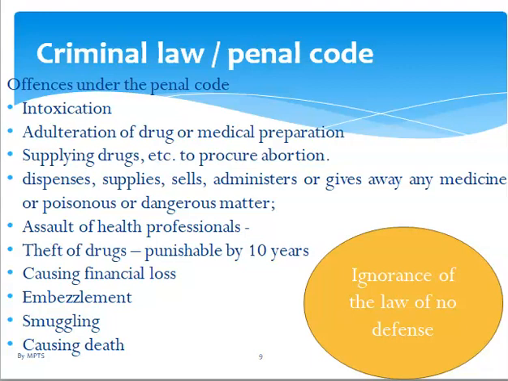What are the punishments? Which are those things in the Penal Code that we should be aware of? We have intoxication, people drinking, adulteration of drugs, people who are adulterating drugs, and supply of drugs for abortion, which is punishable in the criminal law. That's why these people are always arrested, because the police follow the criminal law. Dispensing, supplying, administering or giving away any medicine or poisonous or dangerous matter. If you are dispensing dangerous drugs.